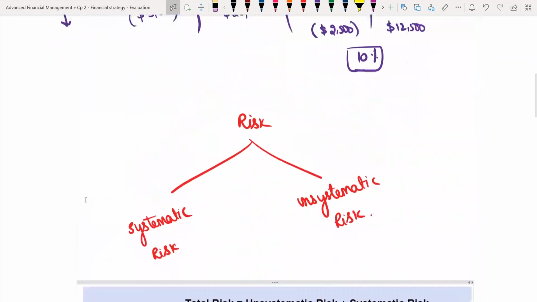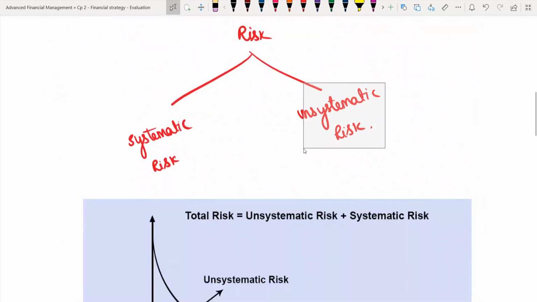Okay, sir. Next what, sir? Next is simple, unsystematic risk. So simple. Even if the market is crashing, some stocks will increase. Even if the market is rising, some stocks will fall. That is called unsystematic risk.